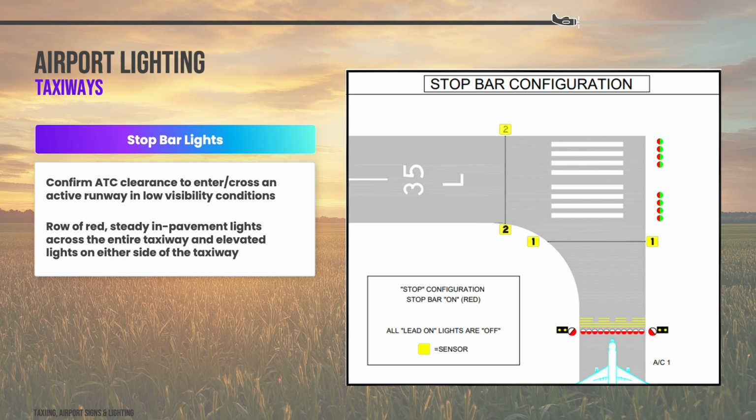All right, and then you have your stop bar configuration and lights. So there's a row of red steady in-pavement lights across the entire taxiway, and they're elevated lights on either side of the taxiway. And that's just when you need to be mindful and stop. It's exactly what it sounds like.